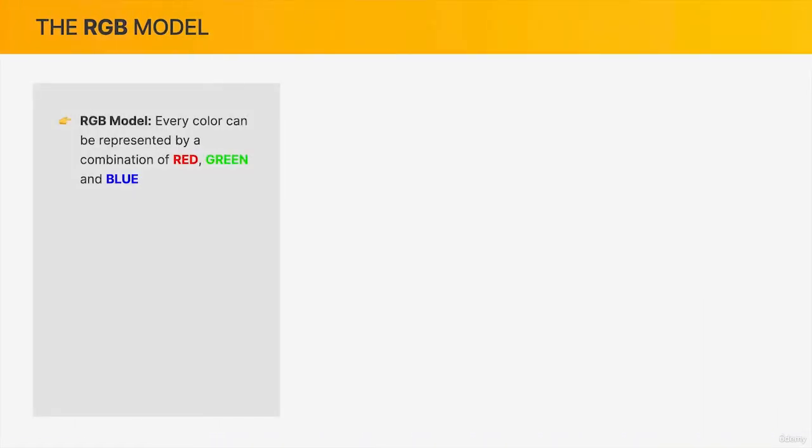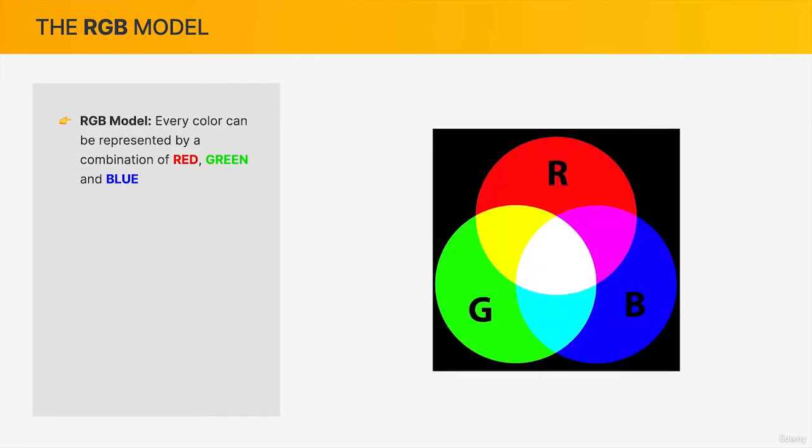Now, there are many ways of representing colors in computers and basically in writing code, but one of the more traditional models is the RGB model. So in the RGB model, every single color can be represented by any combination of red, green, and blue colors. So that looks something like this. And maybe you have already seen a diagram like this somewhere in school or something like that.